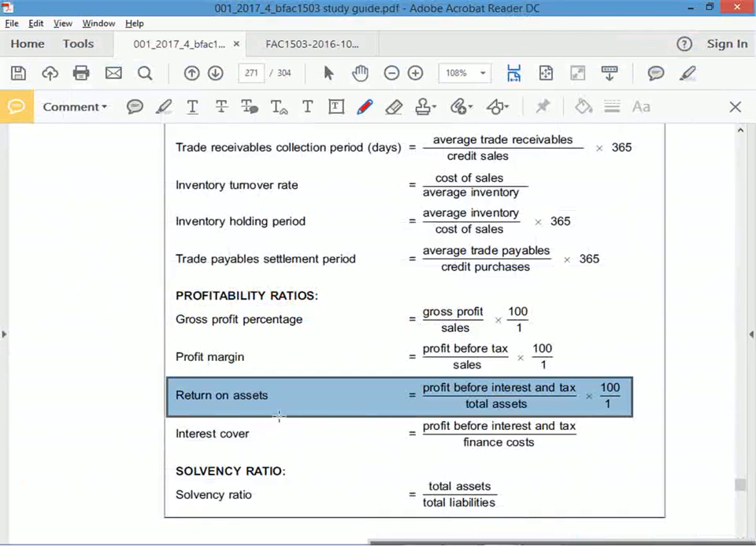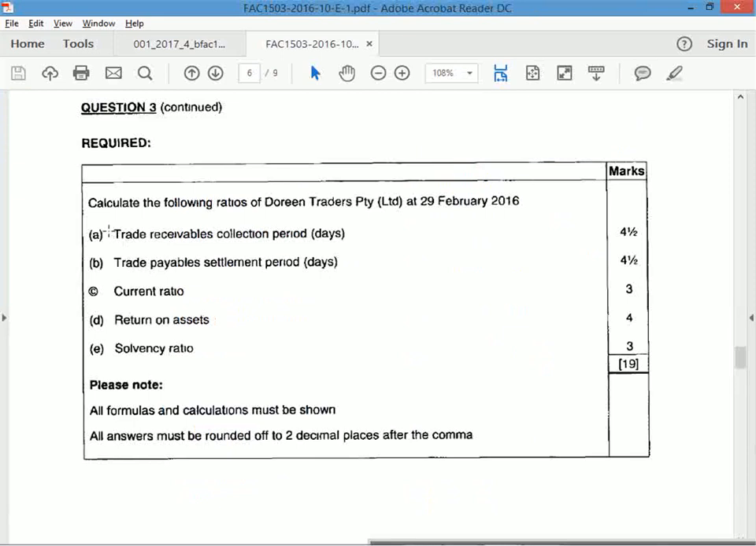Okay, makes sense. Right, so now we go back to the question, and now we've scribbled all our equations. Now, when I actually do the question, I get full marks because all I need to do is look for the right amounts. That's all. They tell you, please note, all formulas and calculations must be shown because they're probably going to give you marks for it. All answers must be rounded off to 2 decimal places. That's important. Make sure you round off answers to 2 decimals.